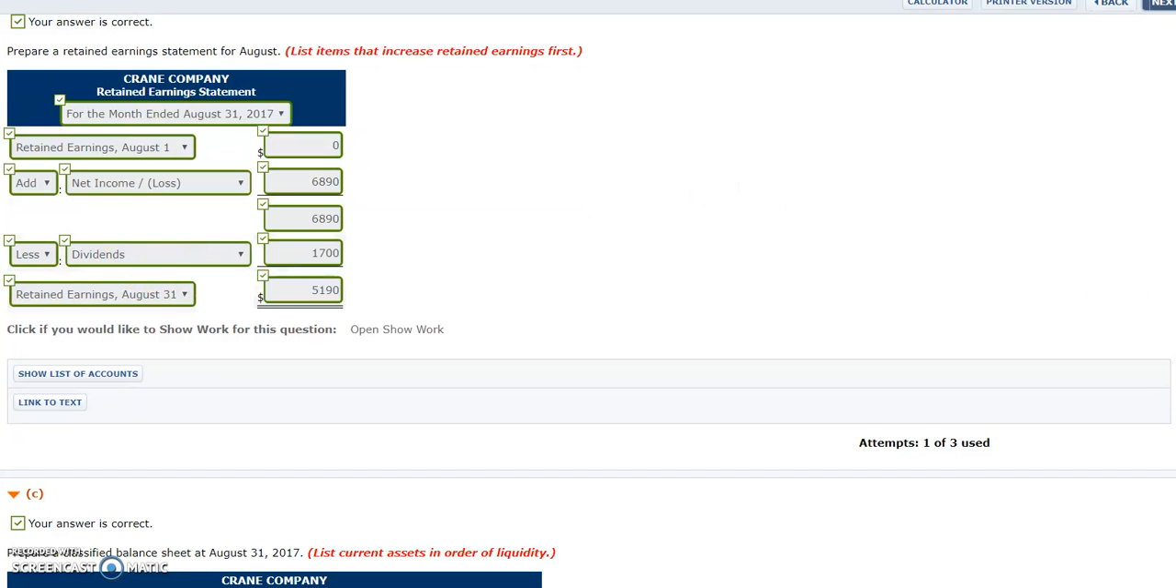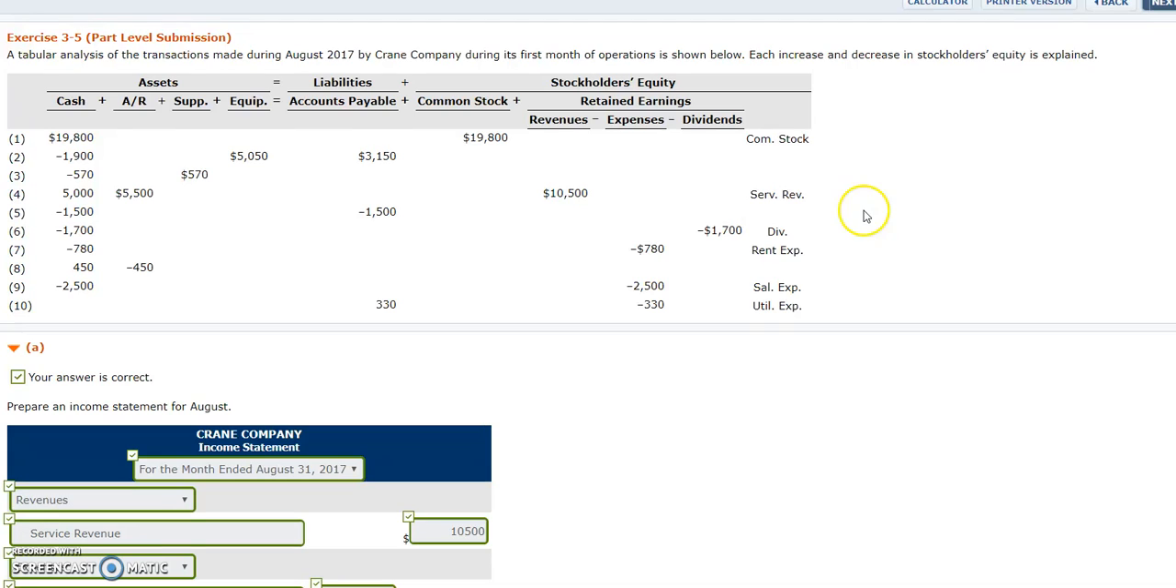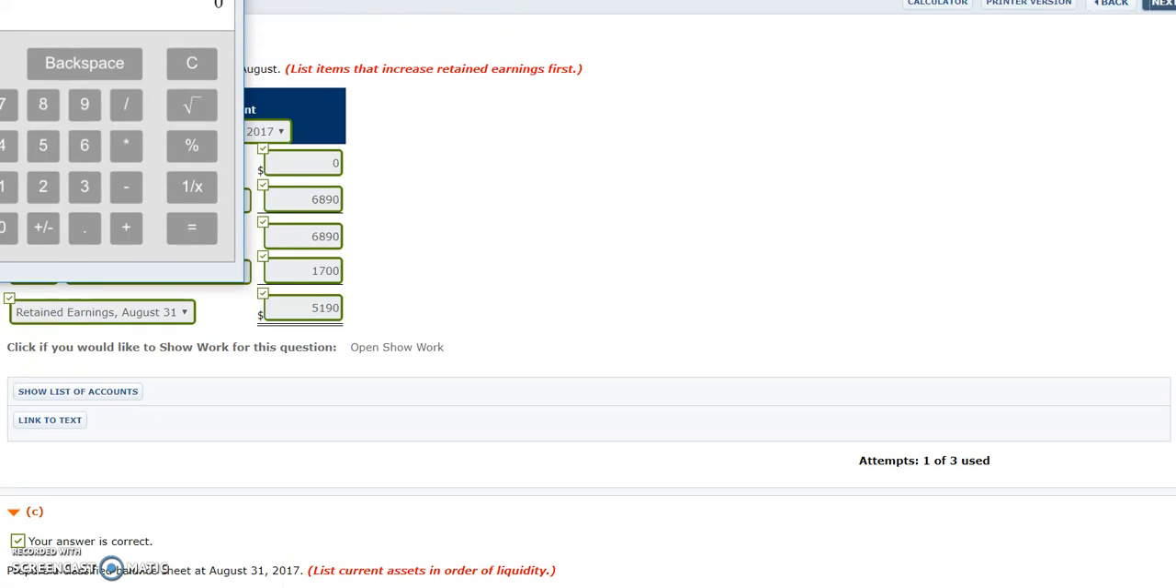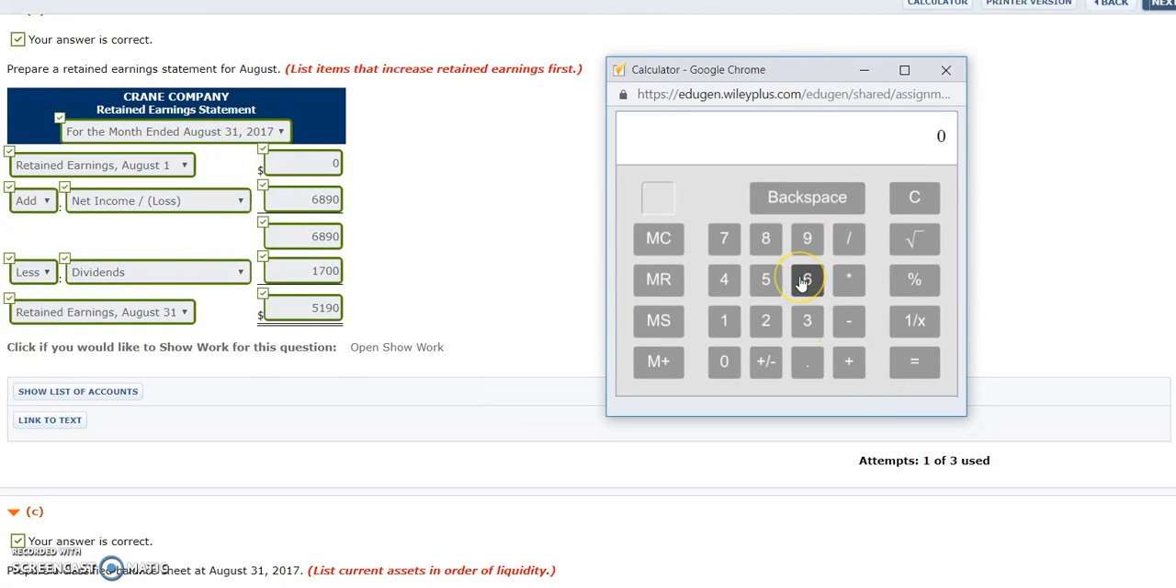Next, we put in our dividends. If you go up here to our ledger, we see that our dividends are right here, 1,700. Plug that in here and subtract it: subtract 1,700 from 6,890. And we should get 5,190 as our ending retained earnings.